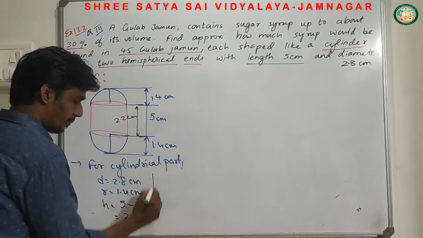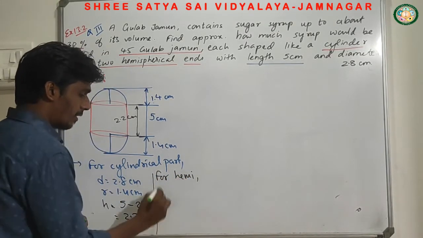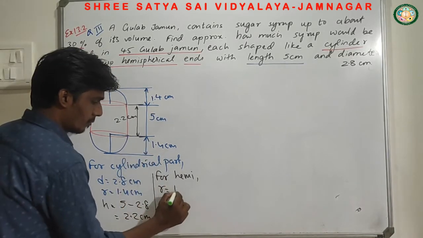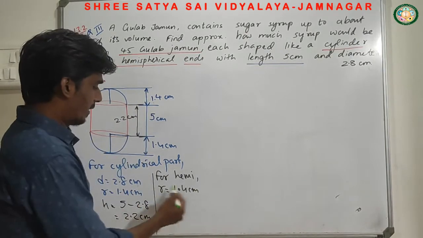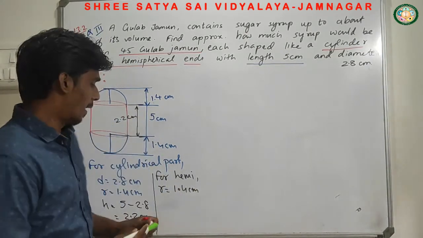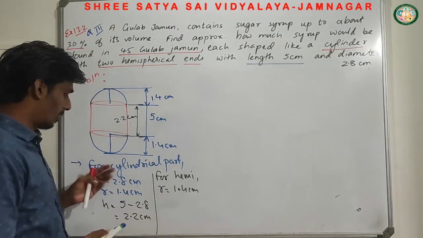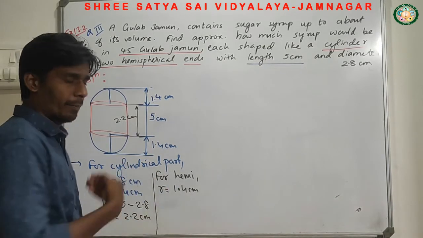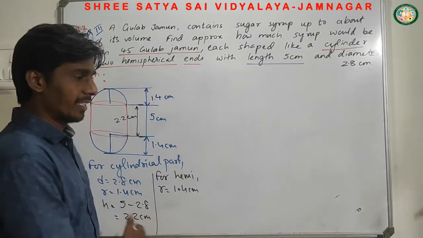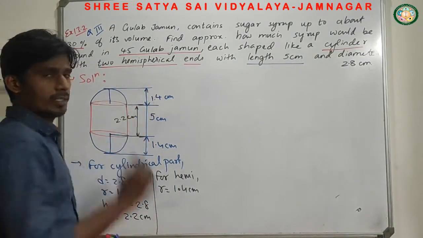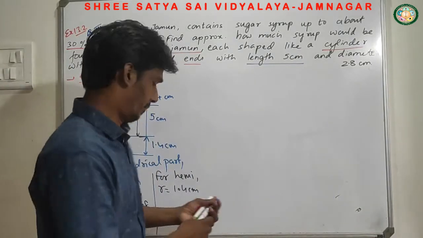Now for the hemisphere, for the hemispherical part, we can write radius equals how much? As both are of the same size, the radius will remain 1.4. Now I can see that for one gulab jamun I got the dimension for cylinder and the dimension for hemisphere. So now it is possible to find the volume by adding the volume of two hemispheres with the cylinder. So let's first of all find out the volume of one gulab jamun.